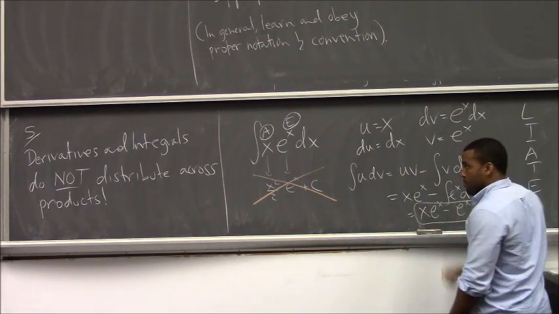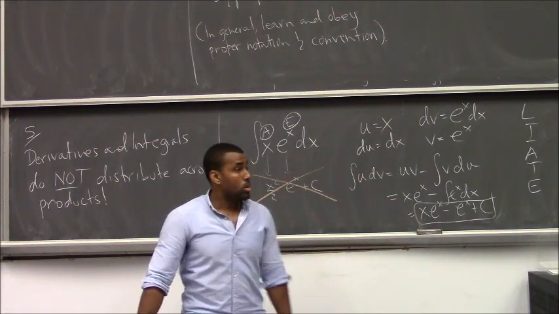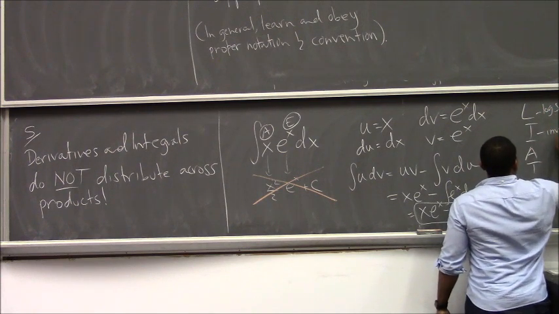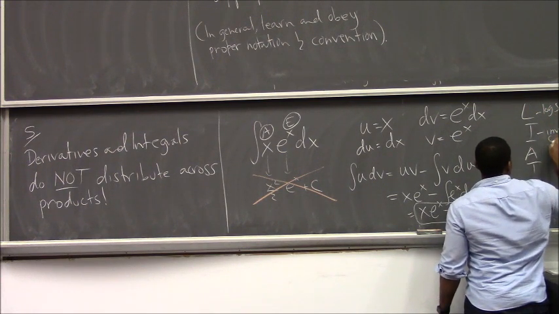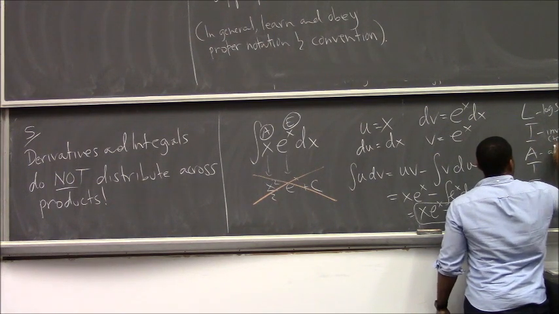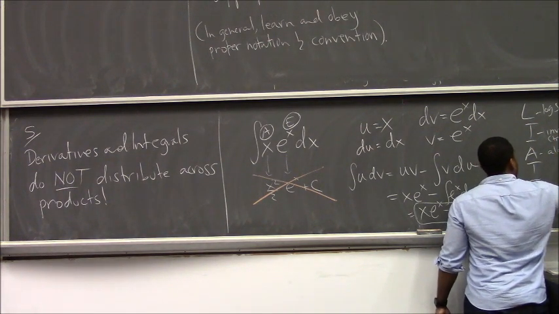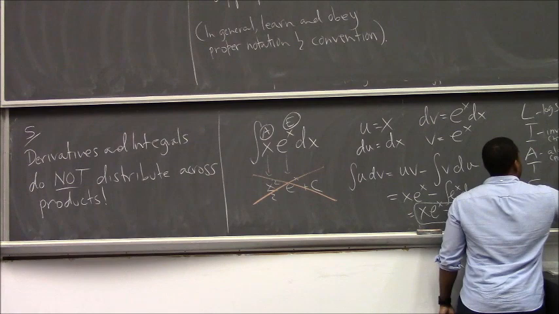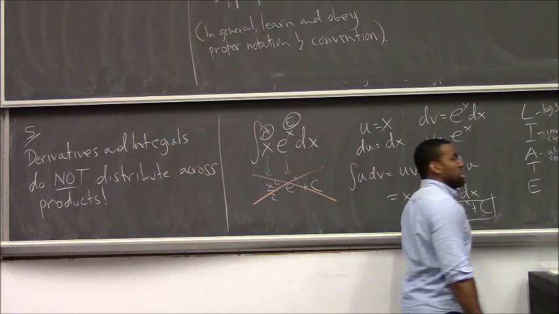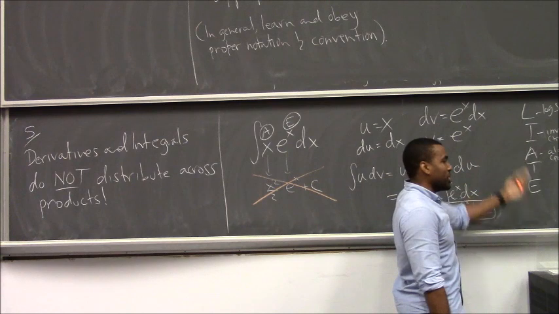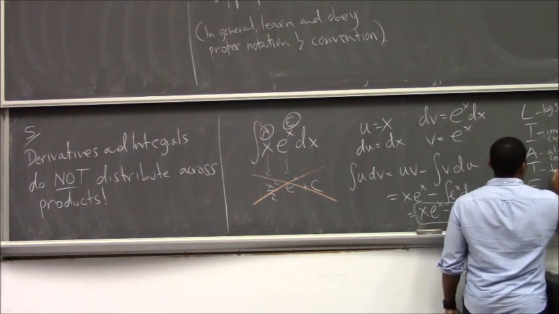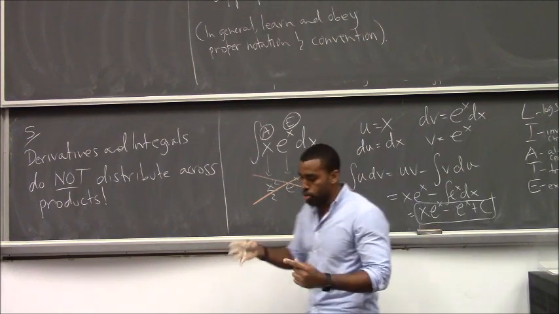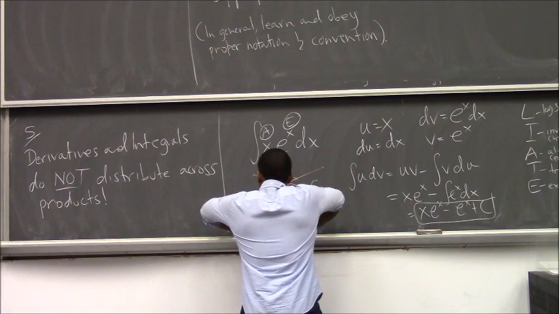I have a question. What does LIATE stand for again? Logs, inverse functions, particularly inverse trig, algebraic, which is a misnomer, but it really means polynomials. But LIPTE doesn't have the same ring to it, so people put the A. T stands for trig, and E stands for exponentials. So if you want to use integration by parts, that's how you choose the parts. Use LIATE.